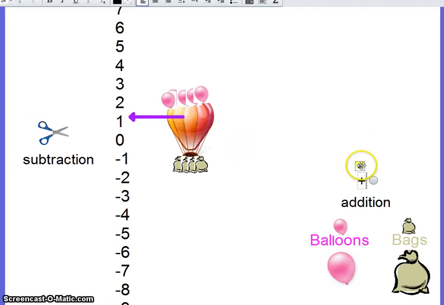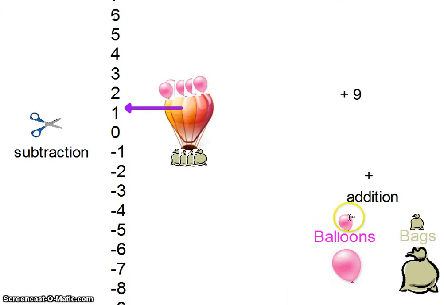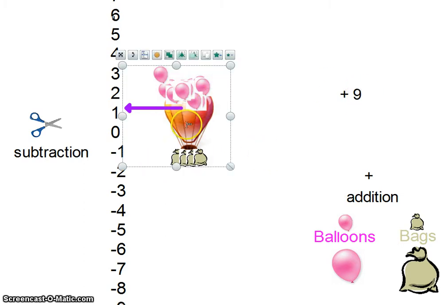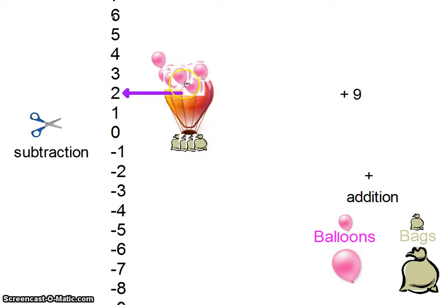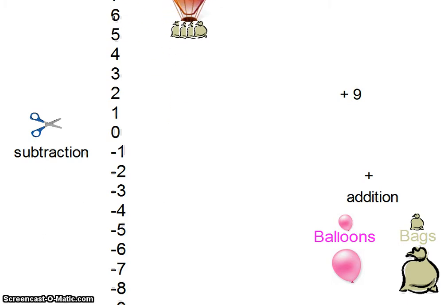So if you see an addition problem with integers, we're either adding balloons or bags. So if I were to say add 9, I'm adding a positive, right? So I'm adding balloons. It's like adding 9 balloons. 1, 2, 3, 4, 5, 6, 7, 8, 9. So I'm adding positives. I'm going to go up. So adding a positive makes me go up. So we go up 9 spaces. 1, 2, 3, 4, 5, 6, 7, 8, 9.